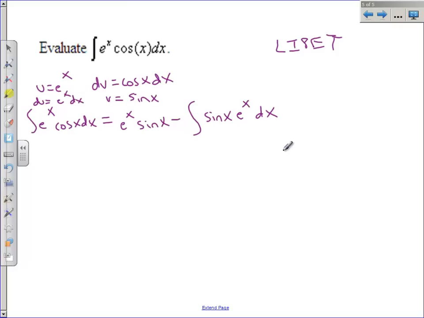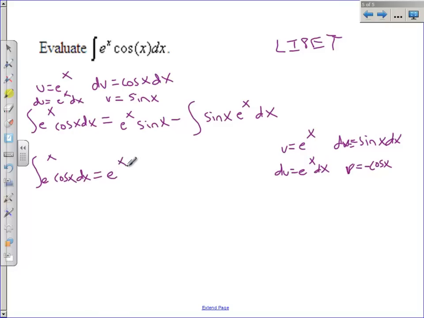Again, we would let u equal the e to the x. My dv is sine x dx. So my du is e to the x dx, and my v is what? What's the integral of sine? Well, it's negative cosine. Okay, so let's see here. The integral of e to the x cosine x dx equals e to the x sine x minus. I'm going to put parentheses here because I'm going to use my integration by parts formula. For this, the integral of sine x e to the x is uv, so I've got negative cosine x e to the x, minus the integral of v du, negative cosine x e to the x dx.